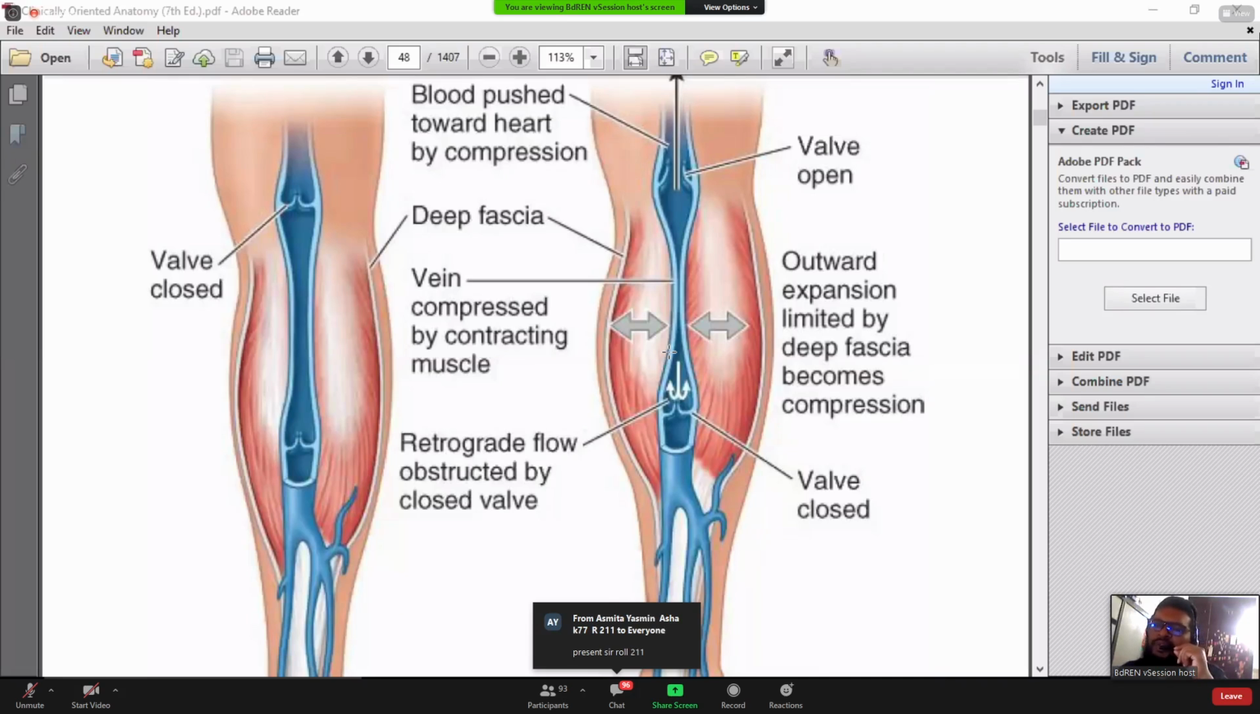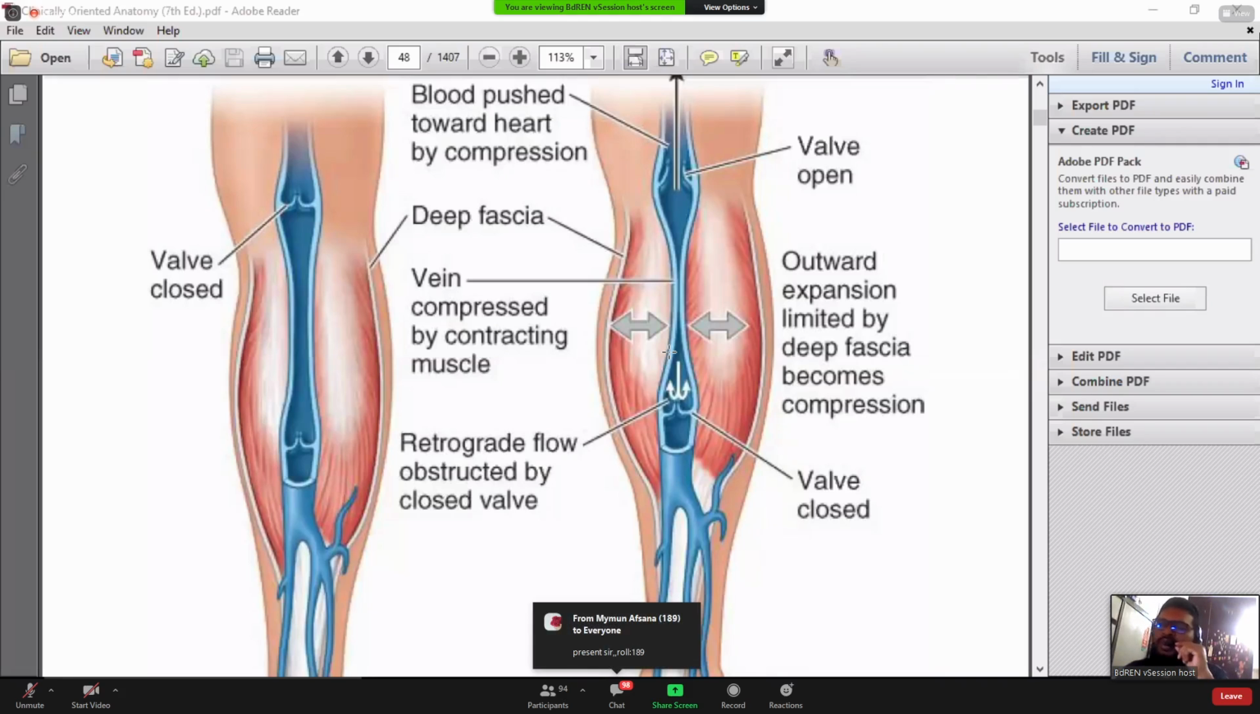And finally, gravity, as already told, for the upper limbs is actually helping venous return, and for the lower limb veins, gravity is acting against the venous return. So these are the factors.